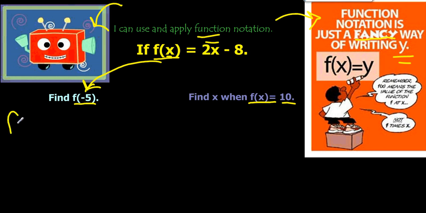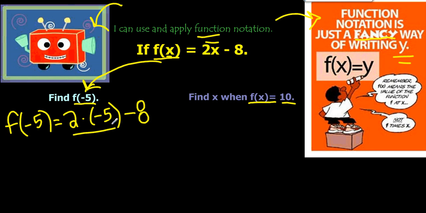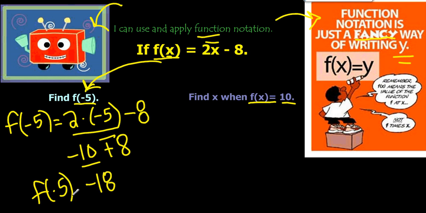So if I have find f of -5, I'm going to say, hey, that's equal to 2 times, instead of my x, because now my x is -5, I'm going to write -5 minus 8. Now I solve. 2 times -5 is -10. Minus 8, I go stop, chop, chop, and I get a -18. So f of -5 is equal to -18. It's really about plugging a value in for the variable.